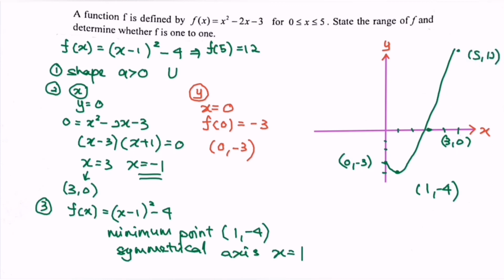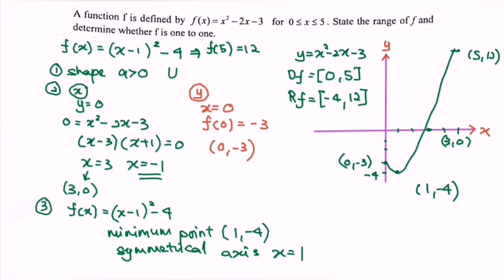The question mentioned to state the range of f. By referring to the graph of the function y = x squared minus 2x minus 3, with the domain from 0 until 5, for the range the lowest value would be negative 4, included, until the maximum of the graph, which is at 5, 12. So the range would be negative 4 until 12.